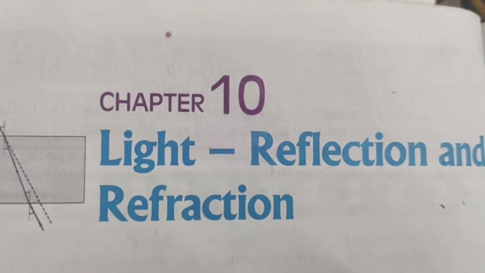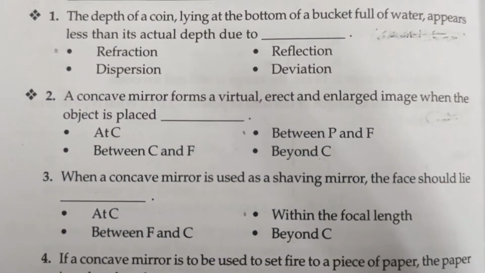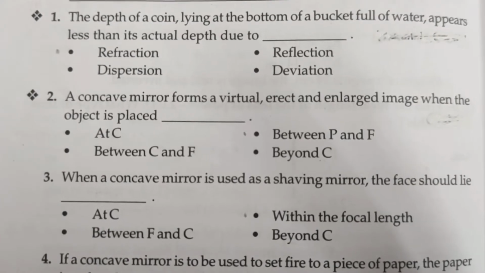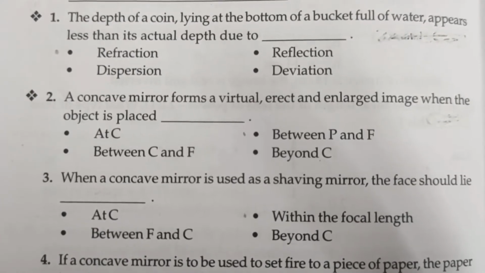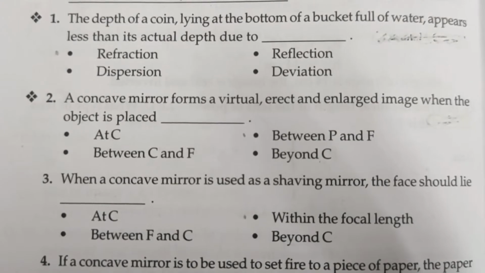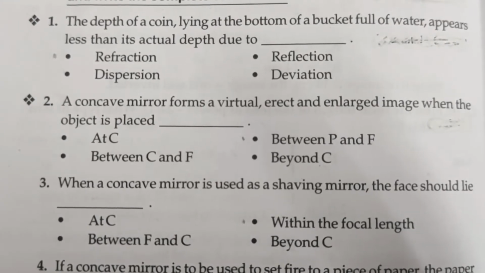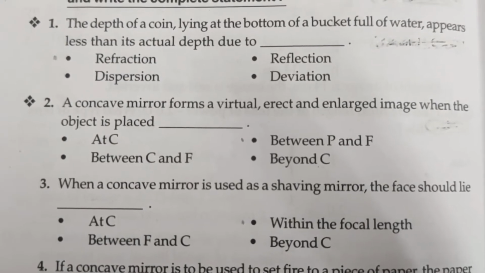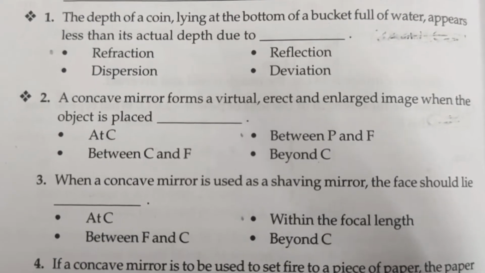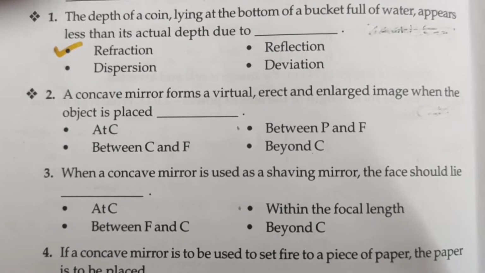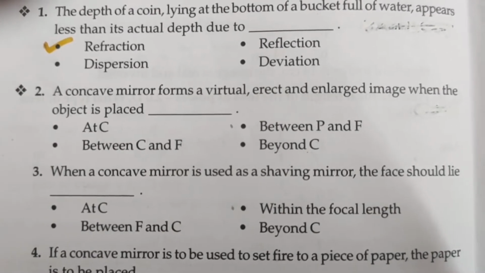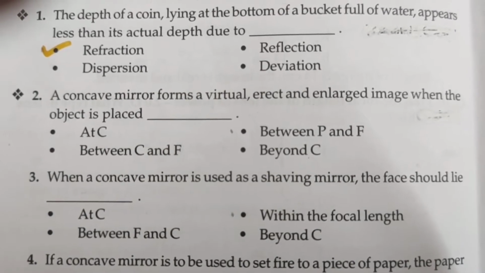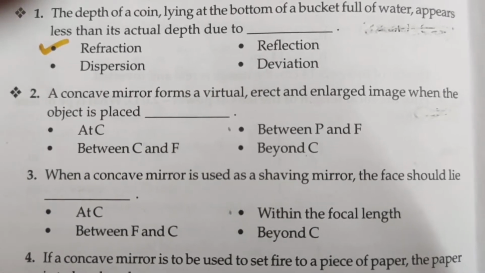So let us start. First, the depth of a coin lying at the bottom of a bucket full of water appears less than its actual depth due to dash. Refraction, reflection, dispersion and deviation, and the correct answer is refraction.